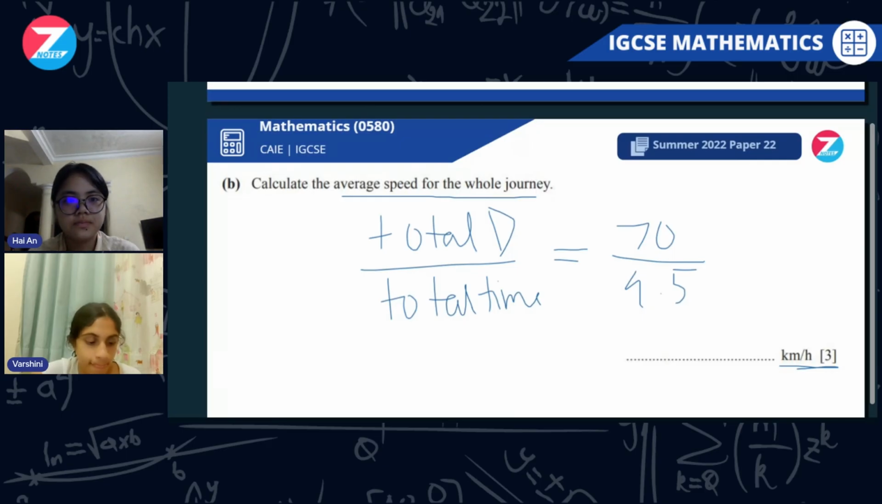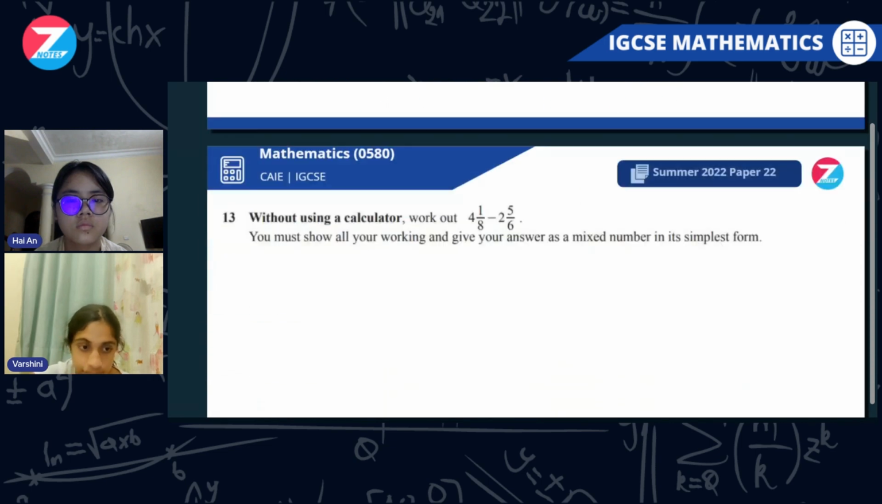If you put that in your calculator, you should get 15.55 something. And if we round this off to 3 significant figures, we're going to get 15.6. Remember, we need to round it up from 5.